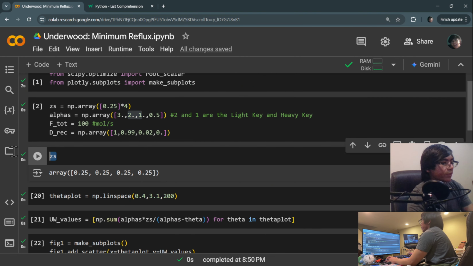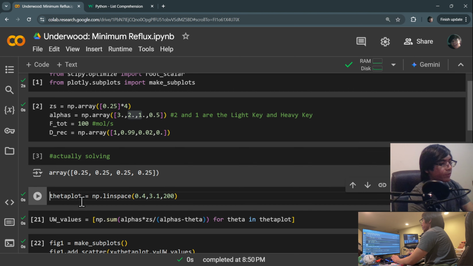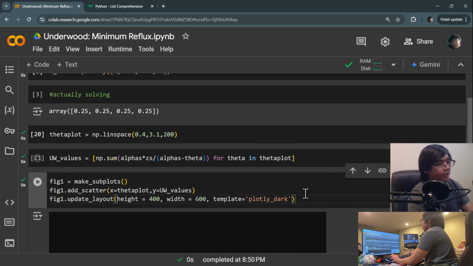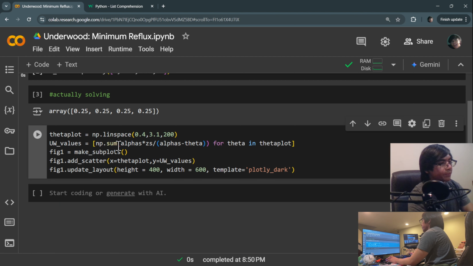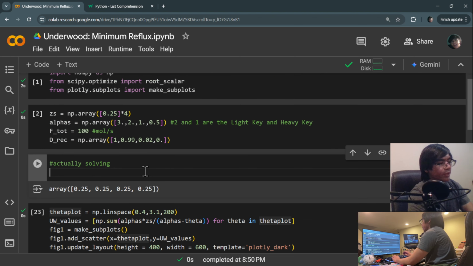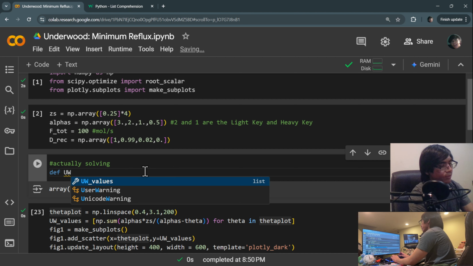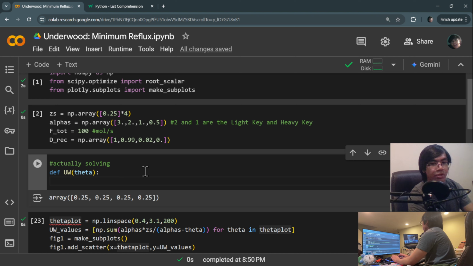I think we're done. Honestly, let's just solve it. So actually solving, maybe up here, and all of this down below was graphing. So let's merge. Bam. Cool. So first thing we do, we'll define our Underwood equation. Did we use Underwood like that? I think so. So theta, that's our only parameter. We're going to solve the root scalar of this, so it's only one parameter.